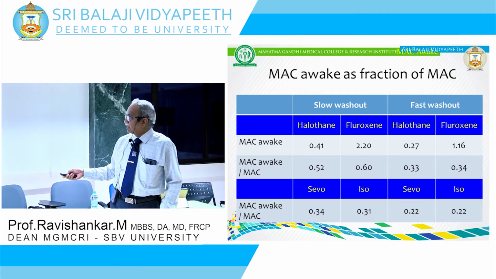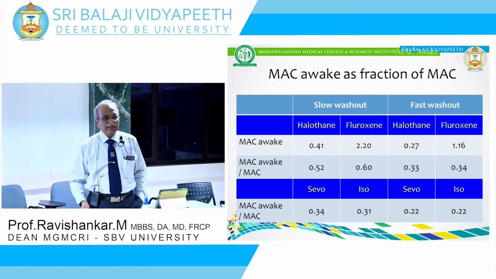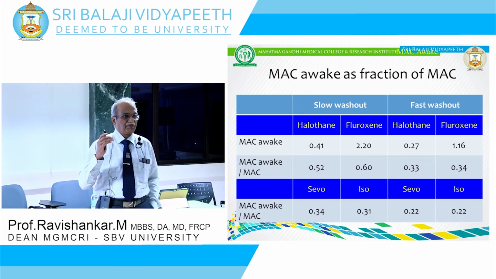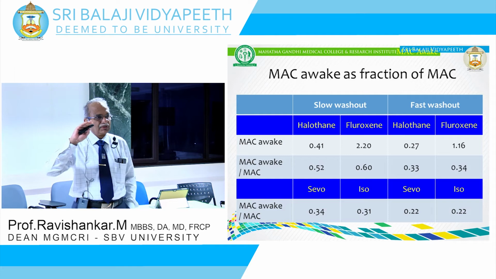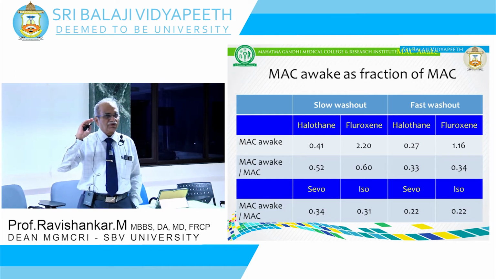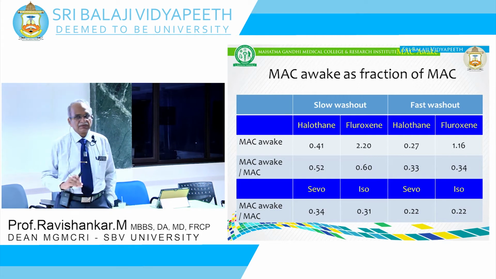The MAC awake for halothane, these are absolute concentrations: 0.41, 2.2, 2.27, 1.6. And then they looked at the ratio between MAC and MAC awake. They were not happy with the absolute value of the agent. Is there a correlation between the MAC value and the MAC awake? What's the ratio that is established?